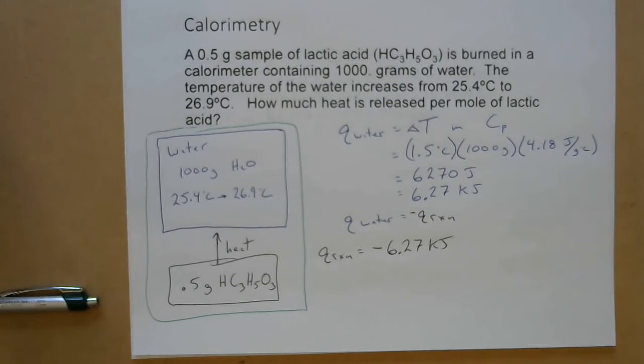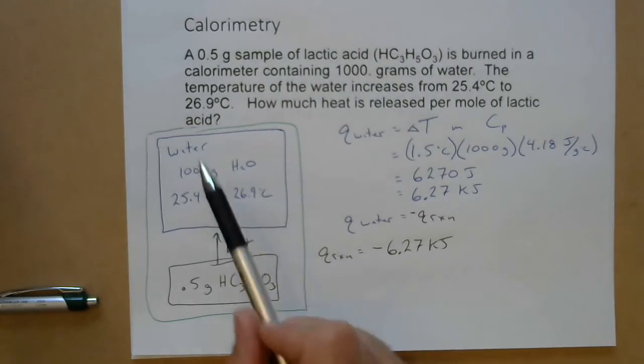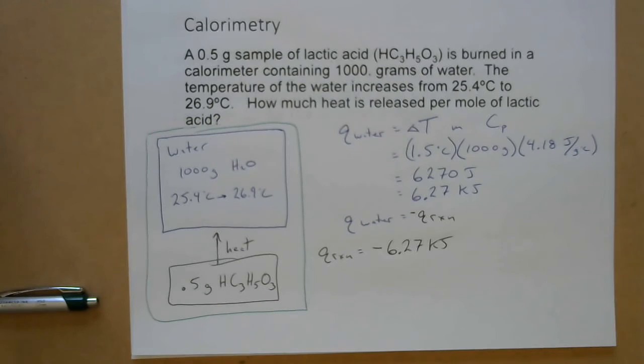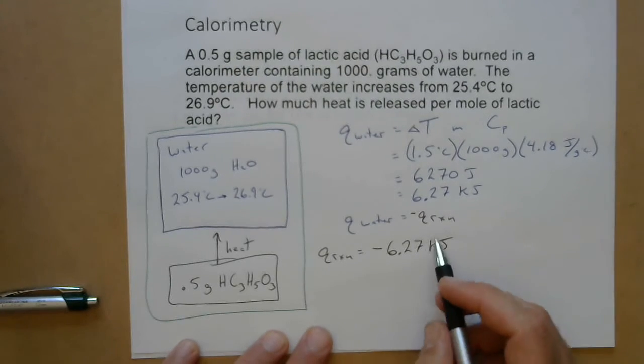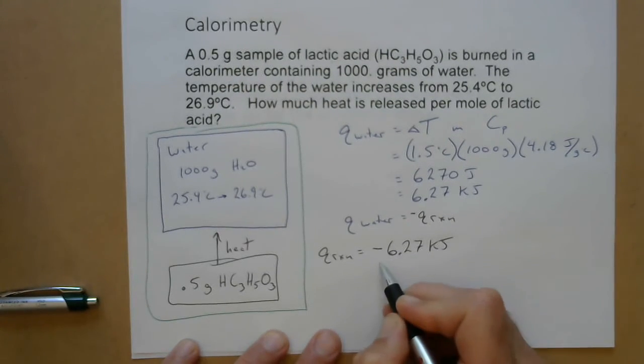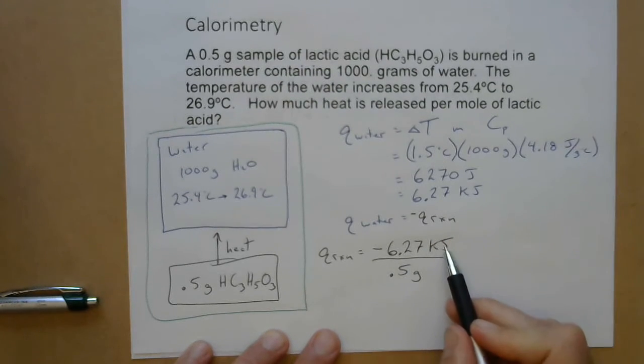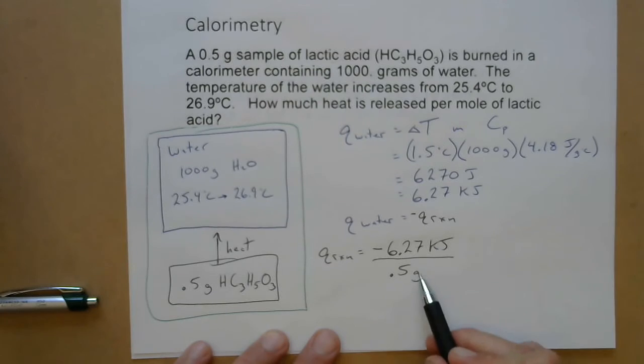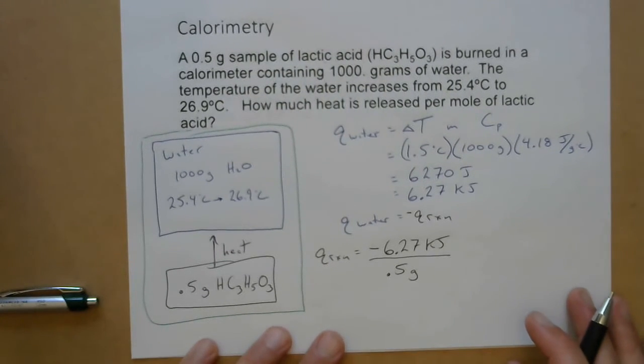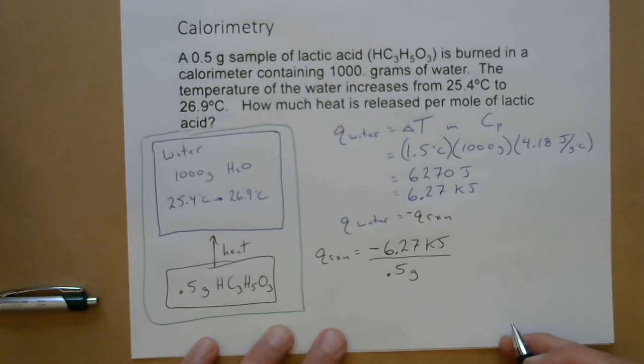Okay, we're not done yet because we just burned some kind of arbitrary amount of lactic acid. And if we want to compare our results with other lab groups or with the standards, we don't want it for 0.5 grams necessarily, but we want it for 1 gram or 1 mole. So to do that, if we got this many kilojoules for 0.5 grams, we can divide kilojoules by grams to get kilojoules per gram. And then we want to change it to kilojoules per mole as kind of the standard way of reporting your enthalpy changes.